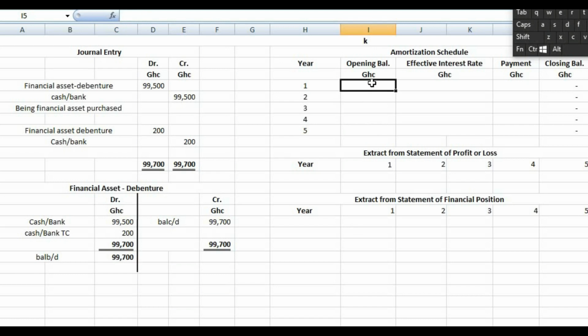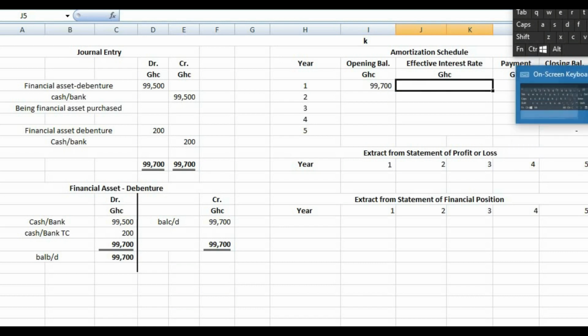So the opening balance will be the summation of the value of the financial asset and also the transaction cost. So at inception, or at the beginning, we are going to have 99,700 as the value of our financial assets, and we are going to charge the effective interest rate.